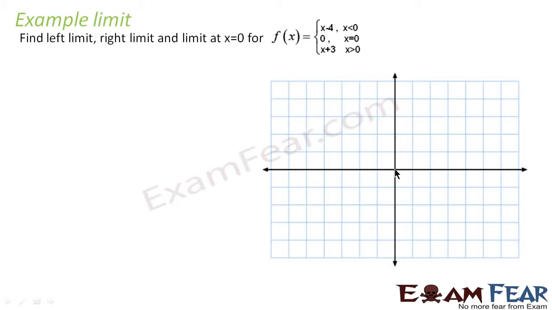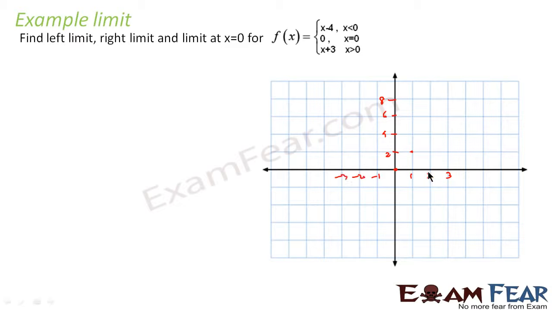So let's draw first for x equal to 0, so we get this point 0, 0. Let's draw for x is greater than 0. So for 1, this will be 1 plus 3 is equal to 4. So let's suppose this value is 2, this is 4, this is 6, this is 8. So for 1, this value is 4, for this is 1, this is 2, this is 3, this is minus 1.